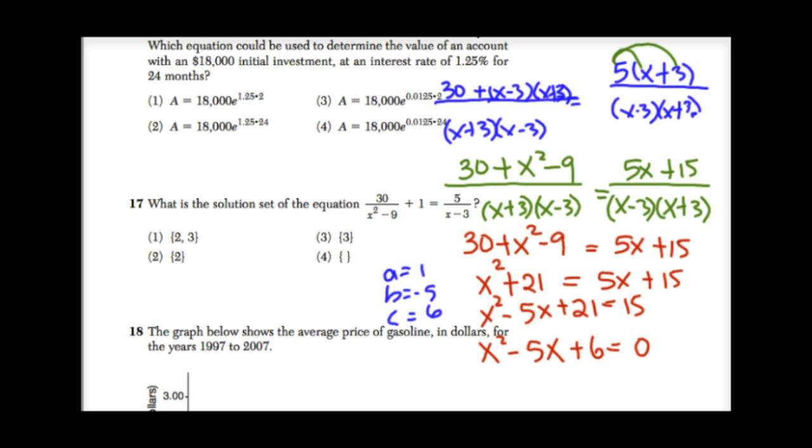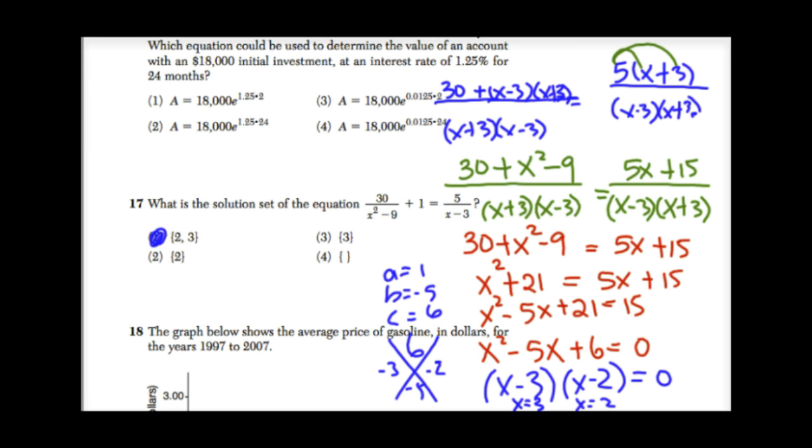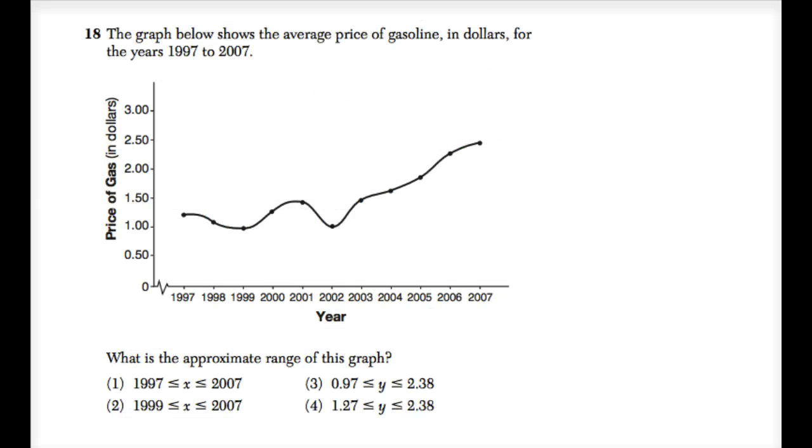My a is 1, my b is negative 5, and my c is positive 6. Let's quickly do our x method. So two numbers, when I multiply, I get 6, and when I add, I get negative 5. That's negative 3 and negative 2. So if I factor this out, x minus 2, x minus 3 is equal to 0. I can then use my zero product property rule. I will get x is equal to a positive 3 and x is equal to a positive 2, which is choice 1.